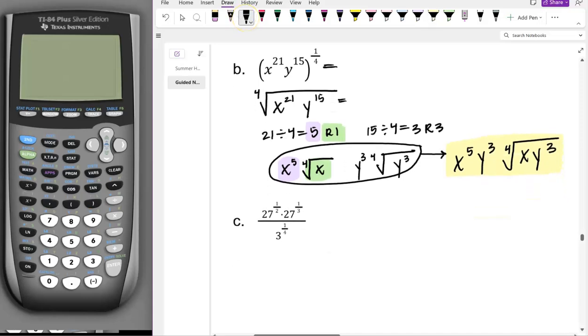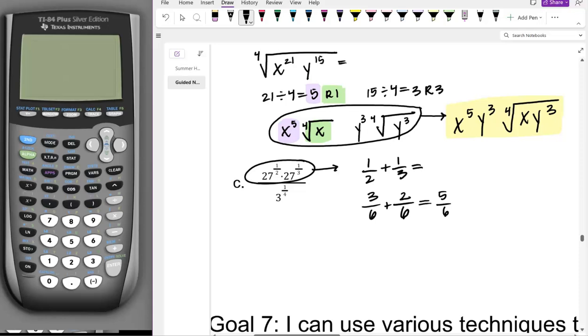All right. Now on the next problem, I'm looking at 27 to the 1/2 power times 27 to the 1/3 power, all over 3 to the 1/4 power. I notice that these on top have the same base, so in order to multiply them, I have to add their exponents. So I need to add 1/2 plus 1/3 first. I would need a common denominator, which is going to be 6, the least common multiple. And that's going to be 3/6 plus 2/6, which makes 5/6.